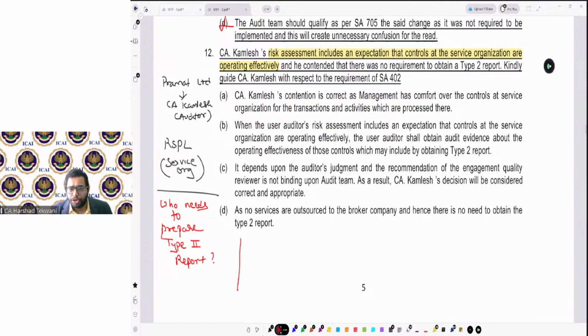So my next question to you guys is, what is enumerated, or what is there inside a type 2 report? What are the things mentioned in a type 2 report? If you think I need a type 2 report, why? What is mentioned in it? What golden words are in that type 2 report that I need it?